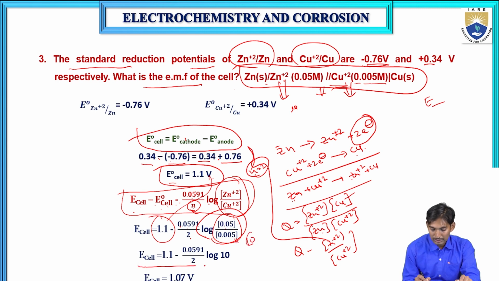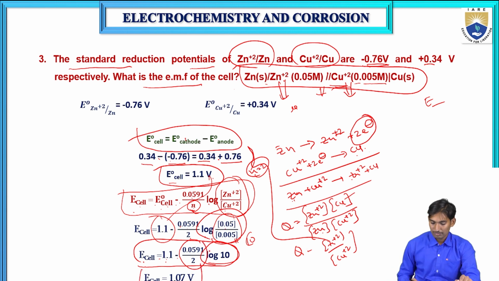So this equation becomes E cell equal to 1.1 minus 0.0591 divided by 2 log 10. Log 10 is nothing but 1. So E cell equal to 1.1 minus 0.0591 divided by 2. The final answer is E cell is 1.07 volts.